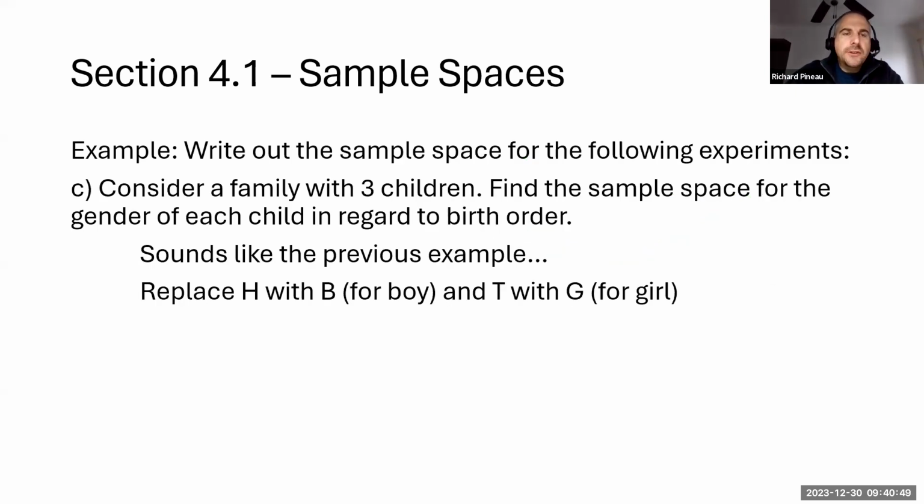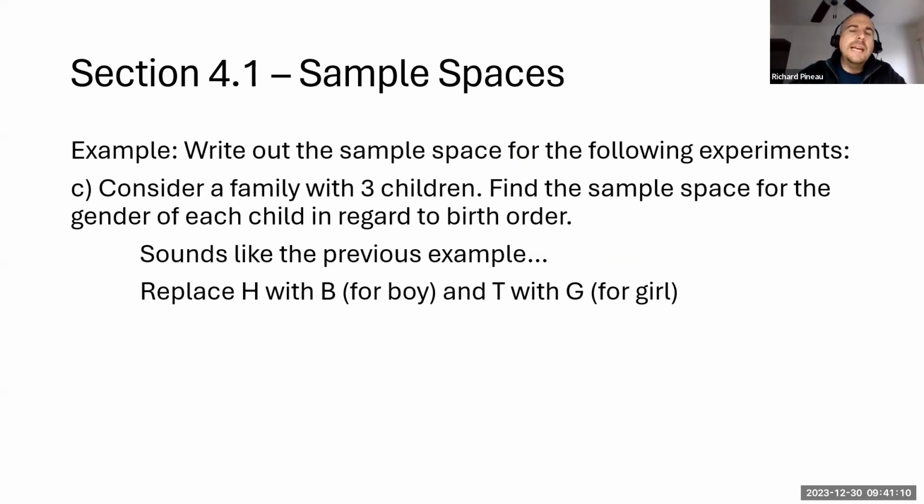Okay, now if we consider another example, we have a family that has 3 children, and we want to find the sample space for the gender of each child in regards to birth order. So gender here we're considering as boy or girl. This sounds somewhat similar to the previous example, especially with there only being two options of boy or girl.